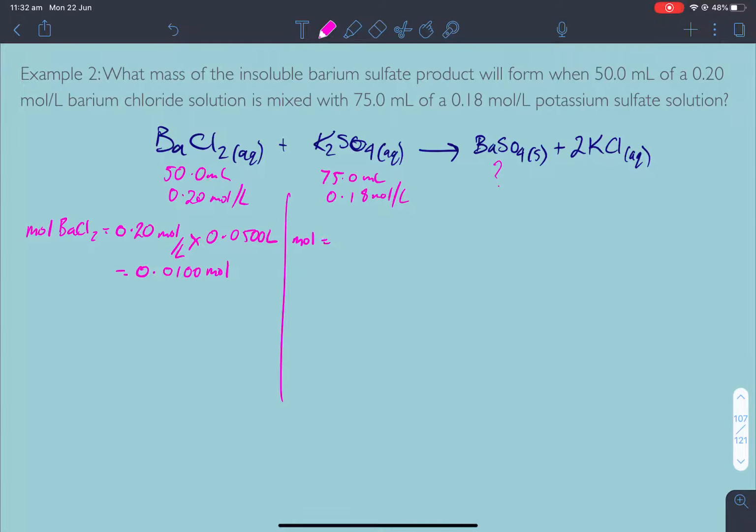And for our potassium sulfate, our moles are going to equal 0.18 moles per litre times by 0.0750 litres. 0.18, 0.075, 0.0135.